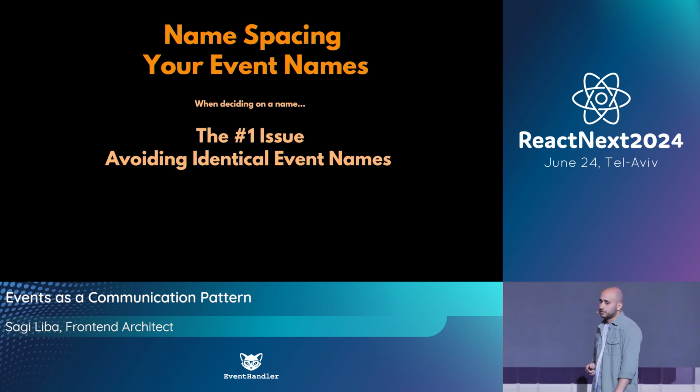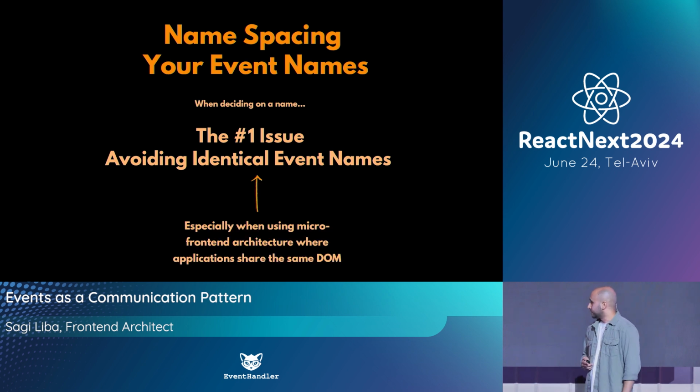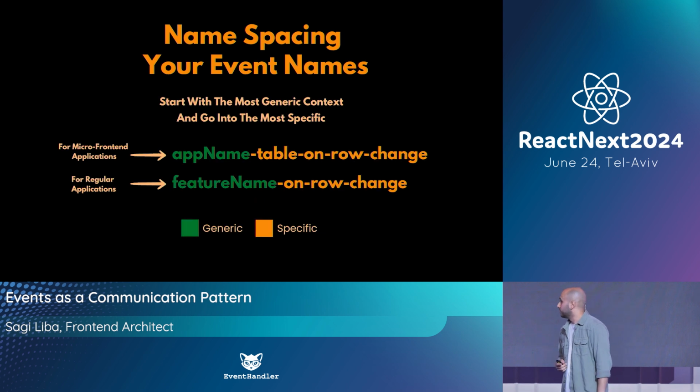Okay, so namespacing. One of the issues you will encounter when using events is that you will have duplicate event names from your own infrastructure that you are developing. Now, this is especially important when using micro-frontend architecture, as you've got multiple applications sharing the same DOM. And if they use the same infrastructures, they will even send the same event IDs. So to fix it, we'll go with a generic to specific concept when it comes to naming.